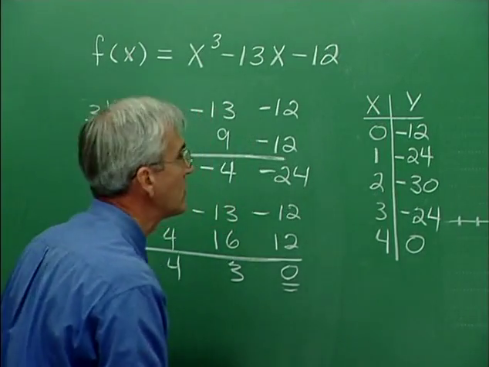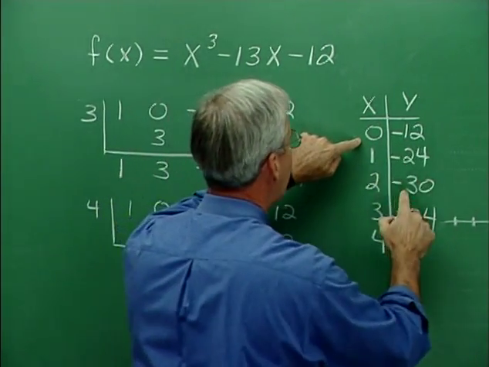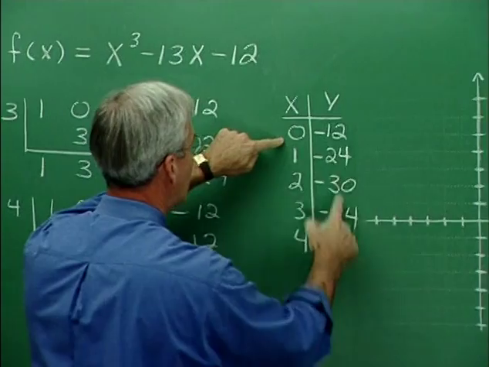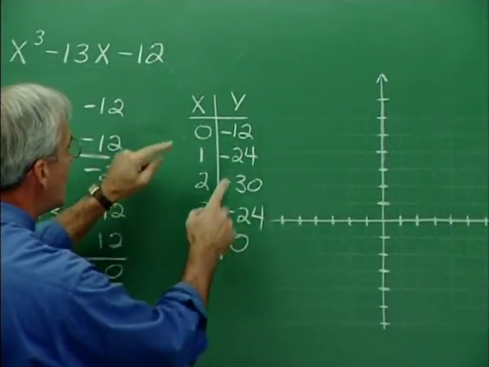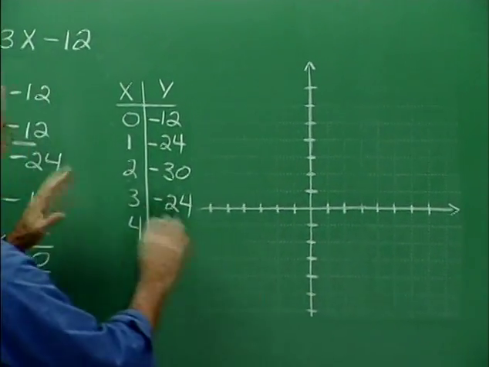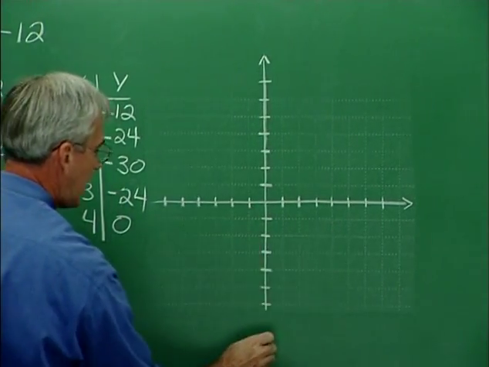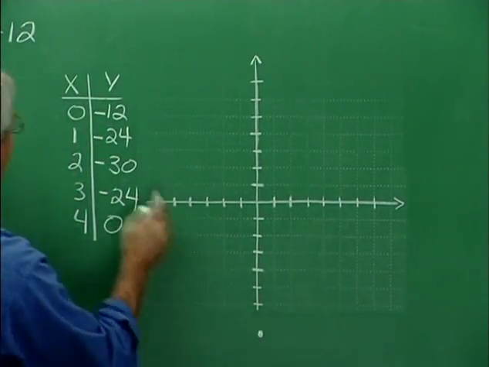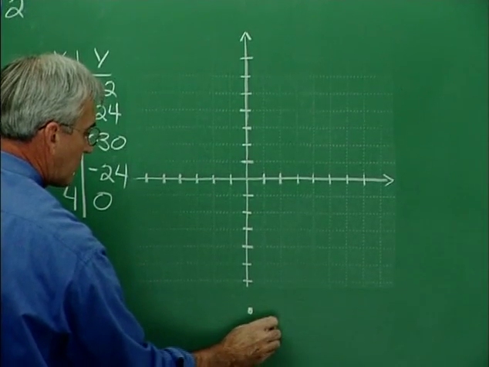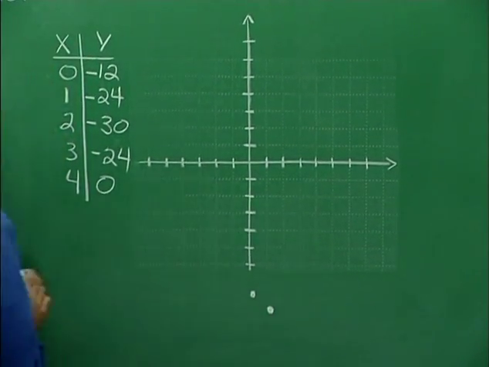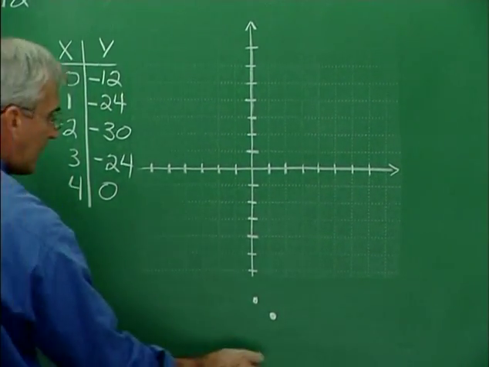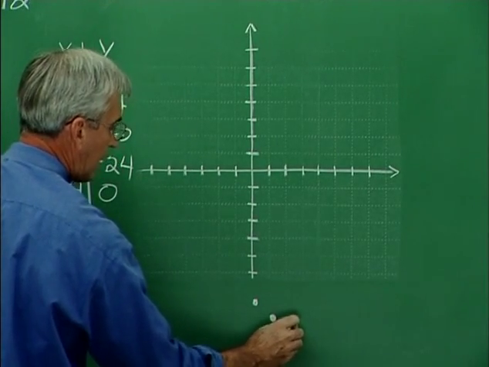Let's plot these points. We've got, let's see, 0 goes to negative 12. Gee, all of these appear to be off the graph. But what I'll do is this. I'll just manufacture some points down here just for reference. 0 goes to negative 12. It's down here somewhere. 1 goes to negative 24. It's a lot further down, but I'll just put a dot right here. 2 goes to negative 30. That's even farther down. That's way down here.